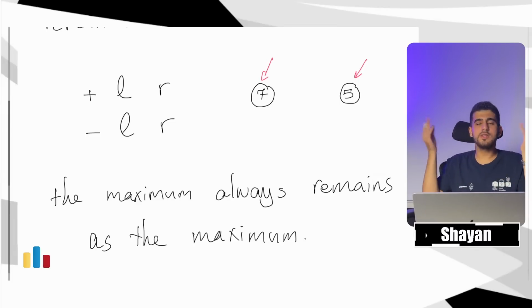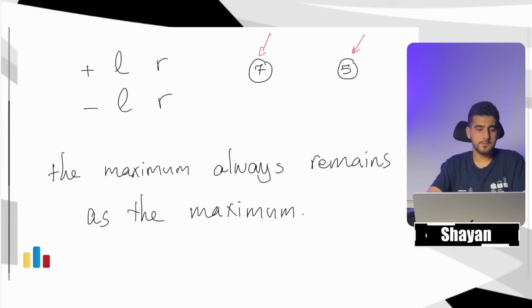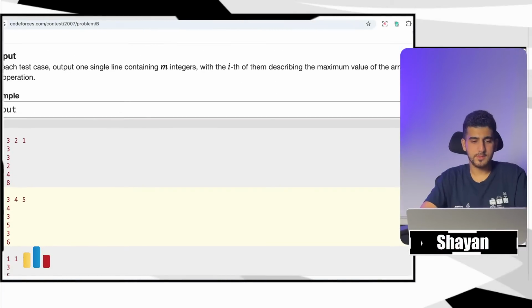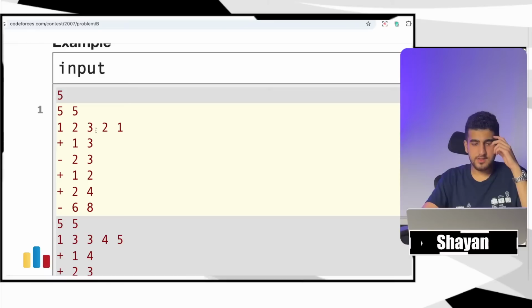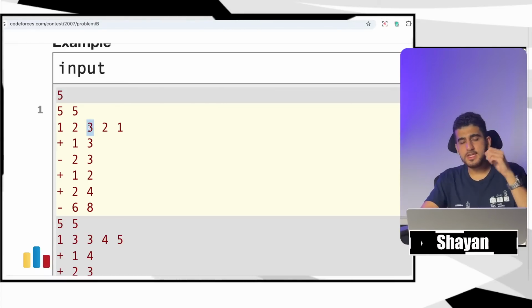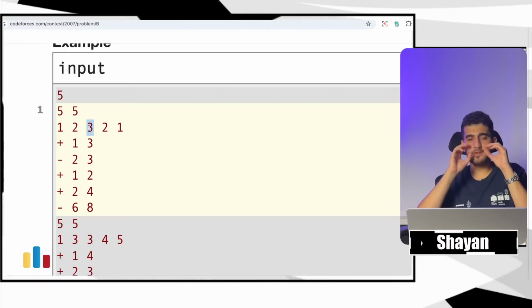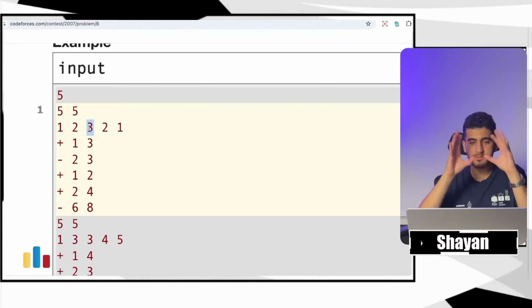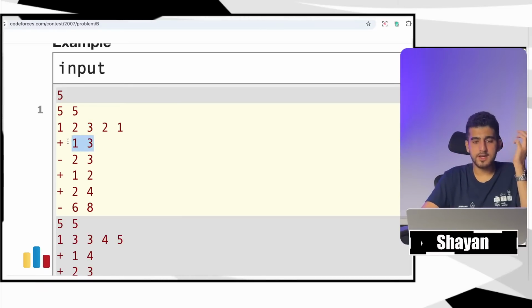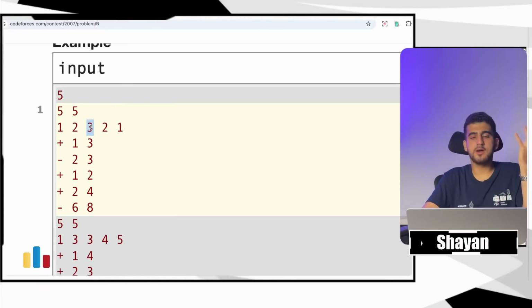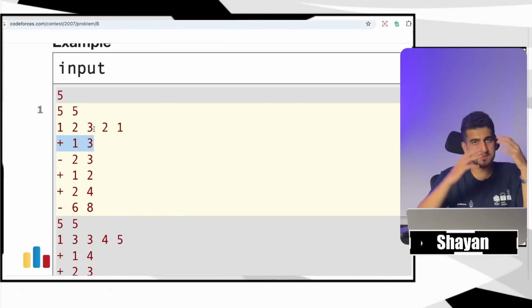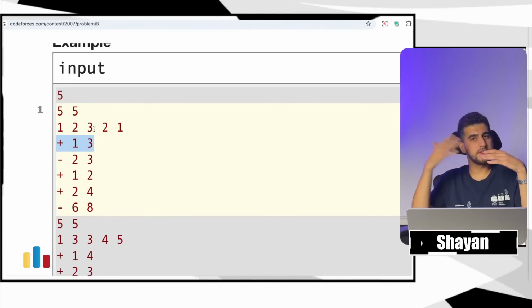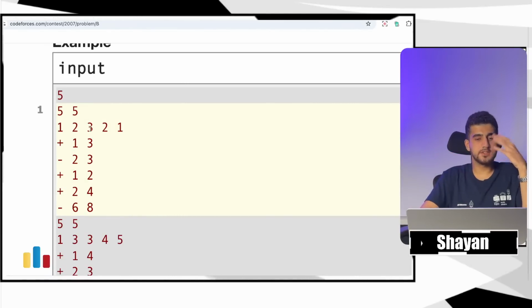So once you know this, the problem is easily solved. Just pick the maximum. For example, consider this case. What is the maximum value in here? It is 3. Now for each operation, see what the effect of that operation is on this maximum value. For example, we have plus 1 and 3, and our maximum is 3. This operation will have an effect on our maximum. It will increase it. So our maximum turns into 4.